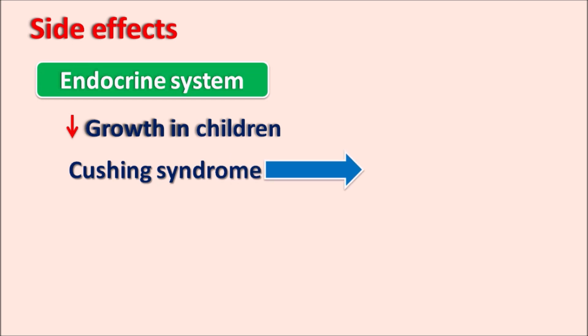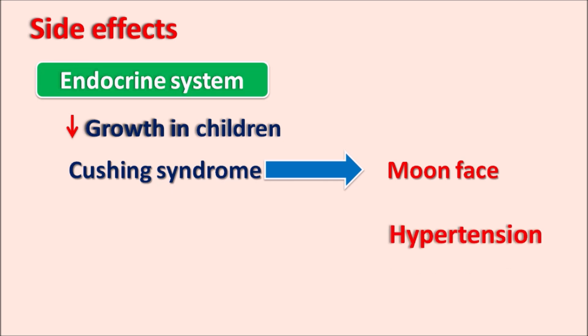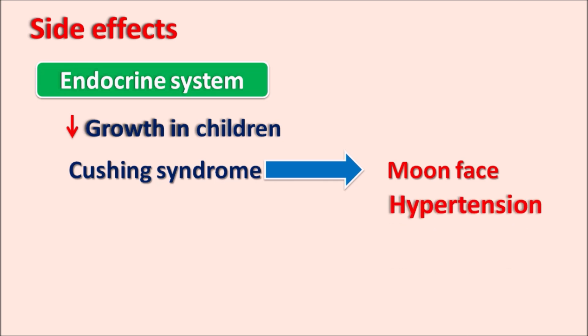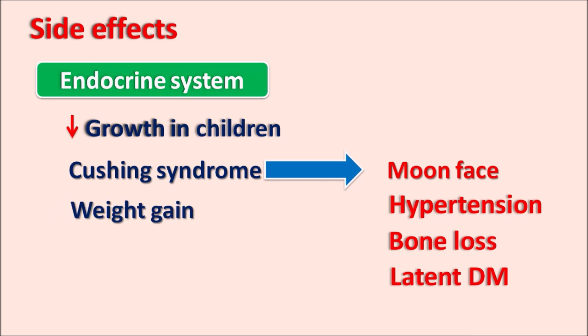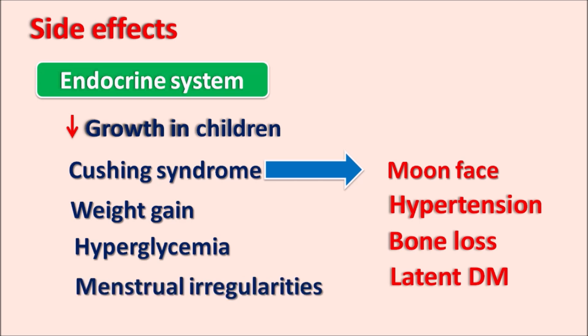So it can produce swelling of the face resulting in moon face. This is because of accumulation of fluids, and it can produce hypertension because of sodium retention, bone loss because of osteoporosis, and latent diabetes mellitus because of increased glucose levels. So all these may be collectively known as Cushing syndrome that can be observed in patients. Similarly, it can increase weight gain as well as hyperglycemia and hypertriglyceridemia. Both glucose and triglyceride levels are going to be increased when this drug is used for a prolonged period. Similarly, it can also precipitate some menstrual irregularities.